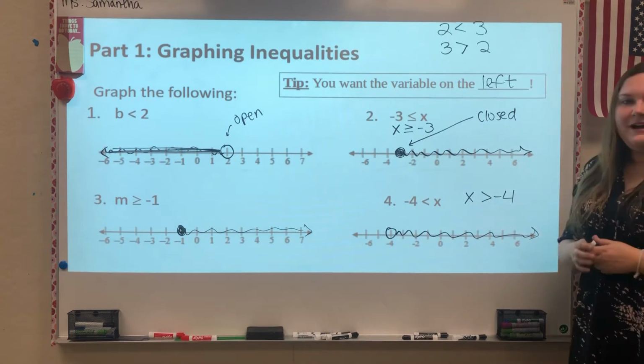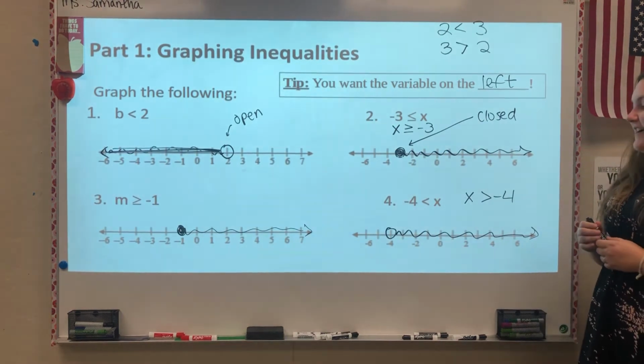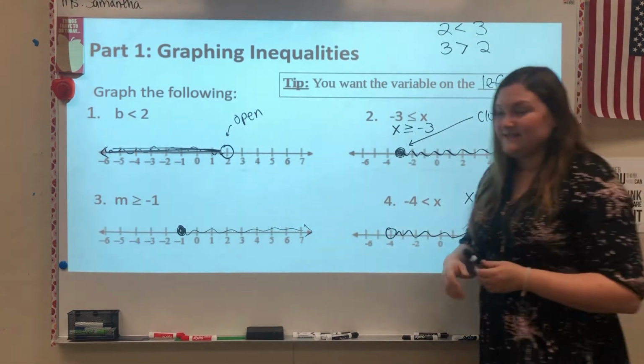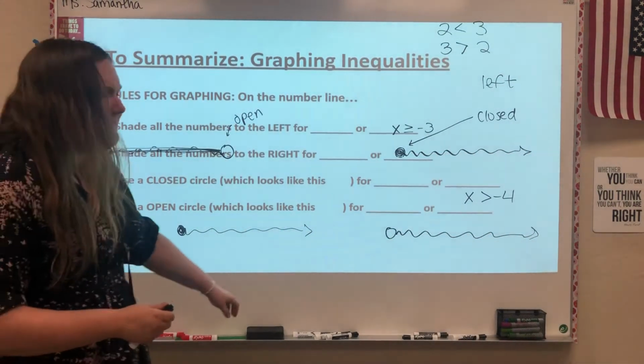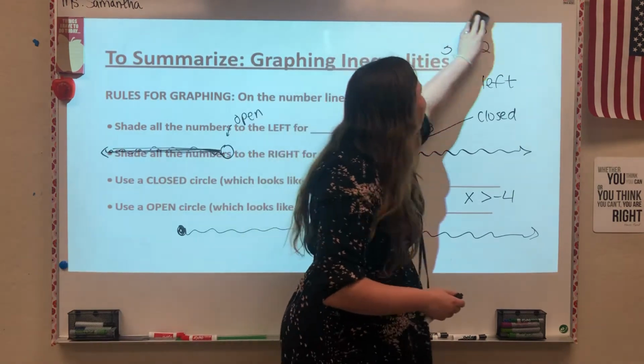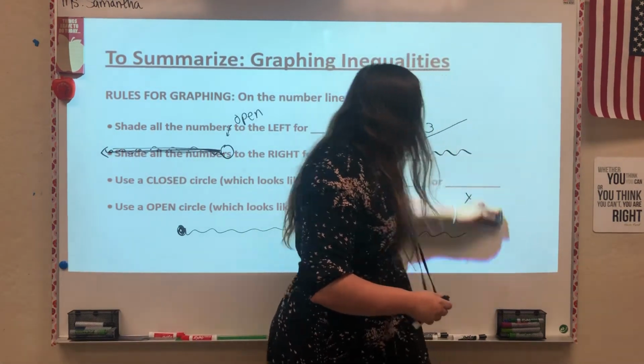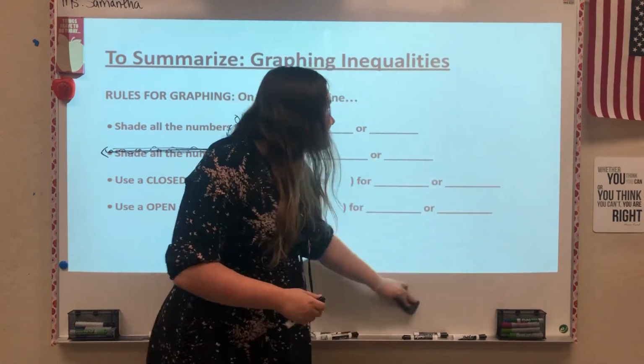Hopefully this gives you a better idea of what inequalities are. The second part of these is going to be on solving. But before we do that, just a quick summary of what we noticed in these.